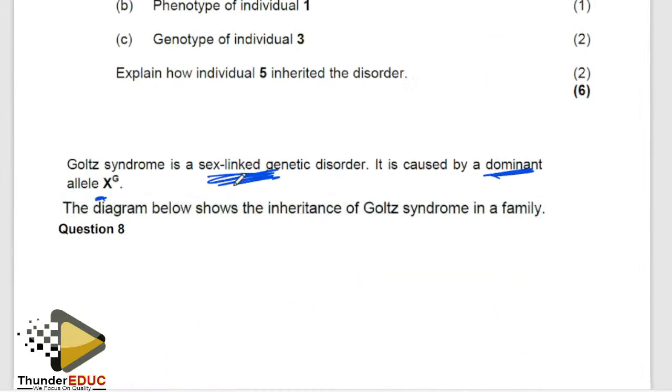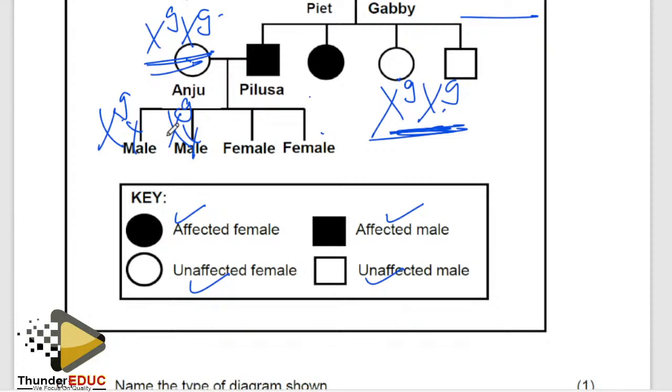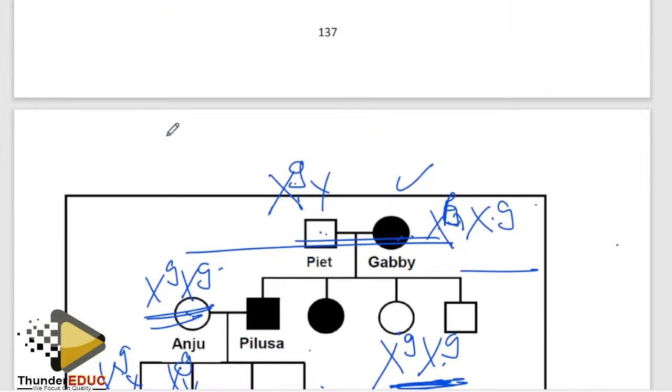If it was a recessive allele, then they would have been affected. But the one who has the recessive allele is the one who is normal, and the one who has the dominant allele is the one who is affected with that disease. Is it clear? Yes, that is the only trick you need to know. The one who is normal has the recessive allele, if it is caused by a dominant allele. The one who is sick is the one who has a dominant allele. You understand? Yes.